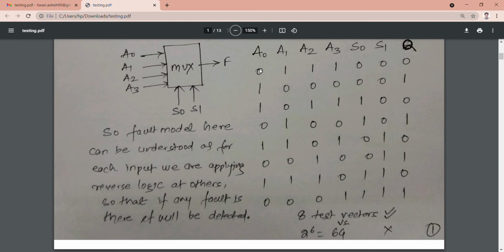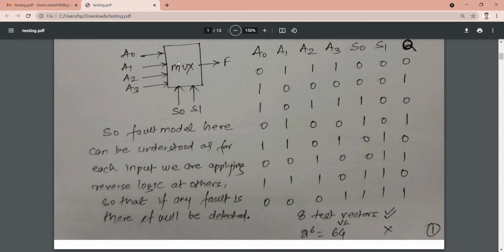Similarly, suppose this is 1 and I am applying 0, 0, 0 at the other inputs. Whenever it becomes 0, there will be an output which will tell me that there is an error in case of A0, or at the line of A0, and so on.